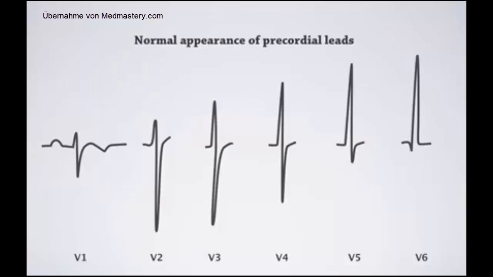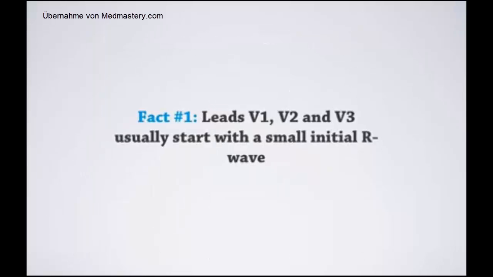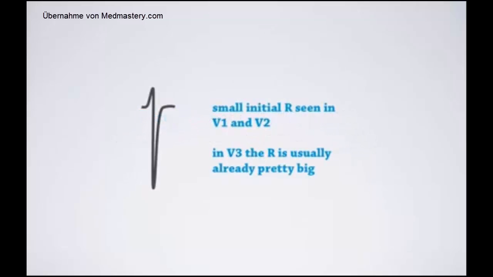Now let's take a closer look at leads V1 through V3. This is the normal appearance of all precordial leads. There are two very important facts that you have to remember if you want to master infarction diagnoses. Fact number 1. Leads V1, V2, and V3 usually start with a small initial R wave. So here's the small initial R wave that we almost always see in V1 and V2, and in V3 this R is usually already pretty big.